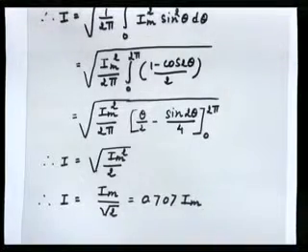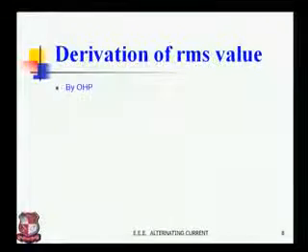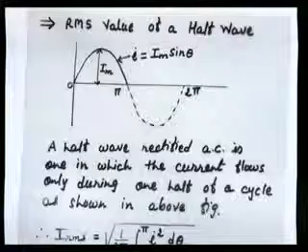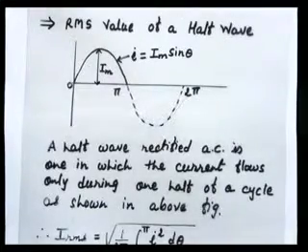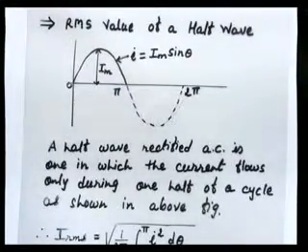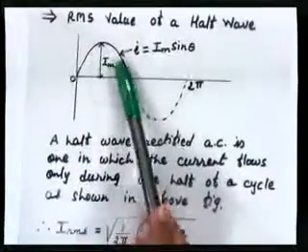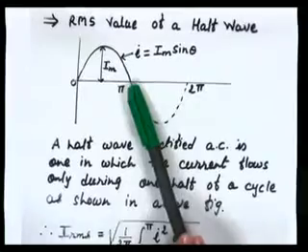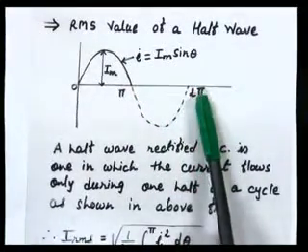So for half wave, we are considering that we are having a half wave configuration. So your waveform is conducting only in a positive half cycle, and for the negative half cycle it will not conduct, as shown in the figure. The full line indicates that it conducts in the positive half cycle, and the dotted line indicates that it will not conduct in the negative half cycle.